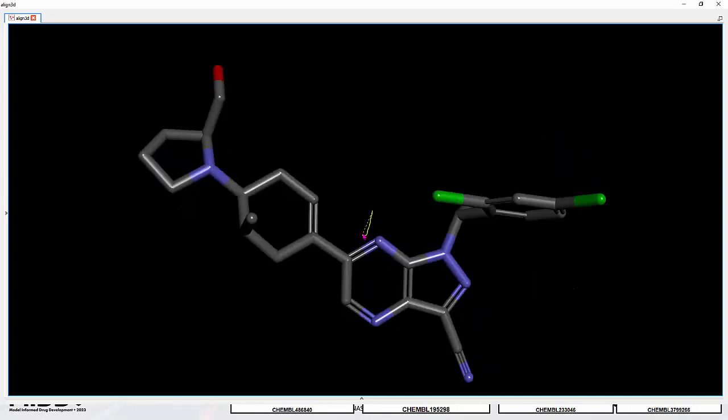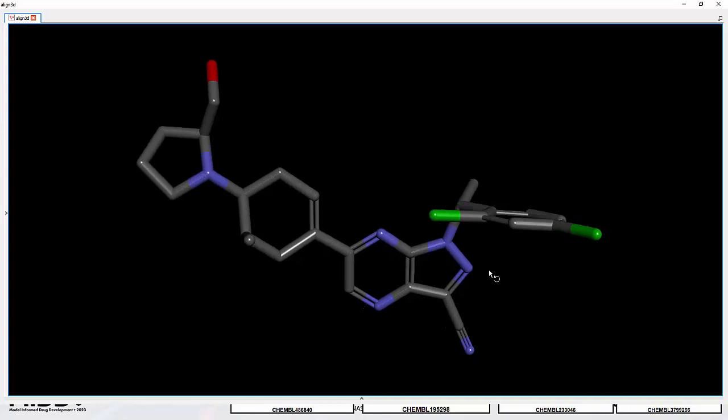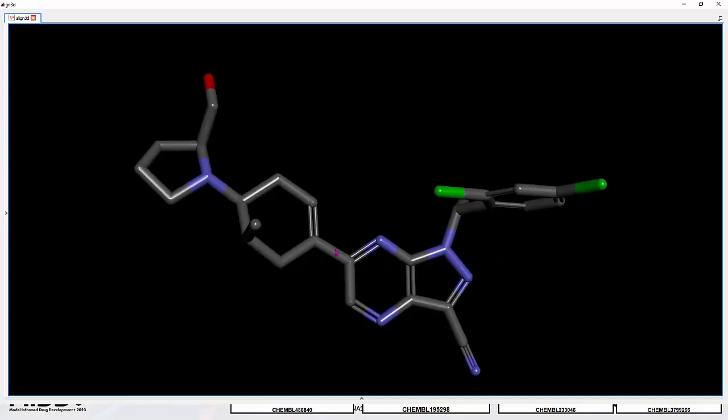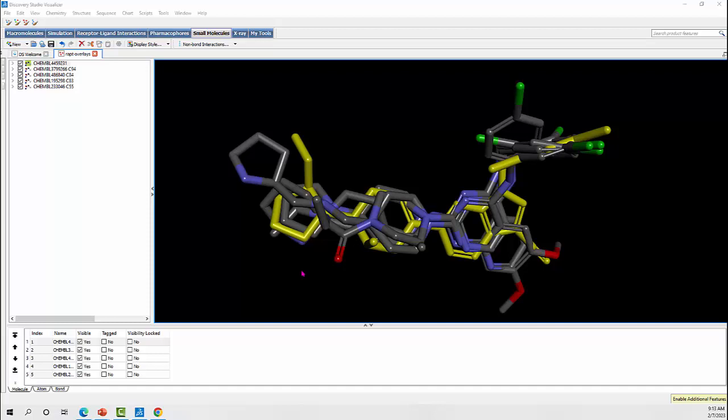And note that it has a number of features. So each ring will be a feature, hydrogen bond donors, acceptors, etc. And those will be weighted by 10 relative to the shape. Now let's look at the overlay to the wrapped therapeutic compound that I've highlighted in yellow.